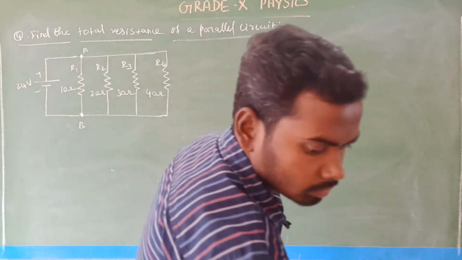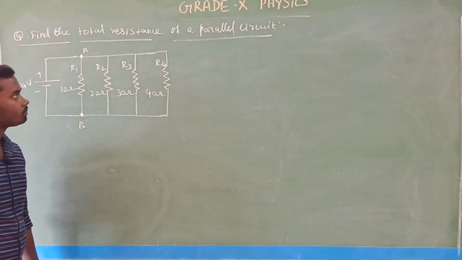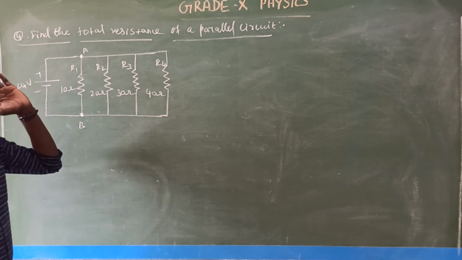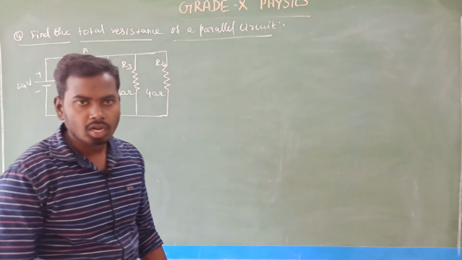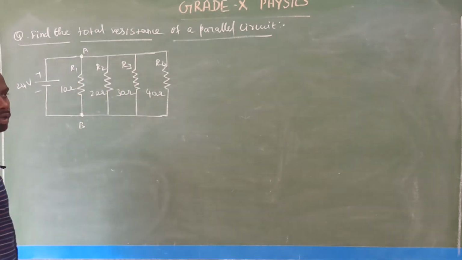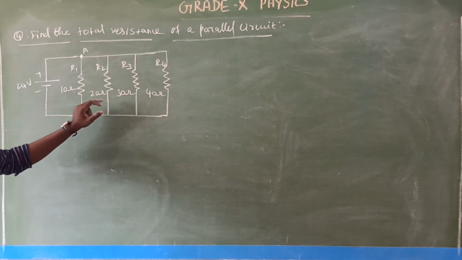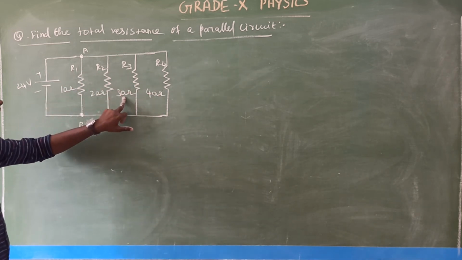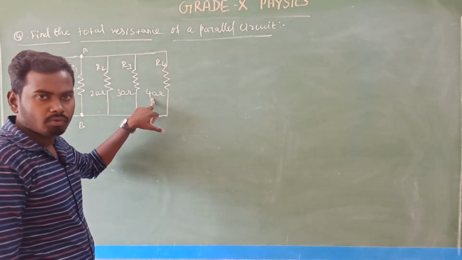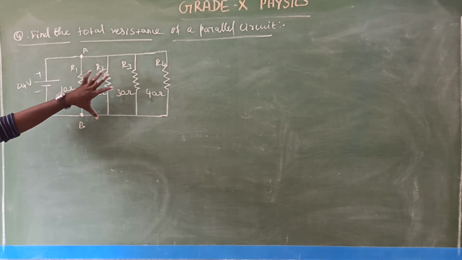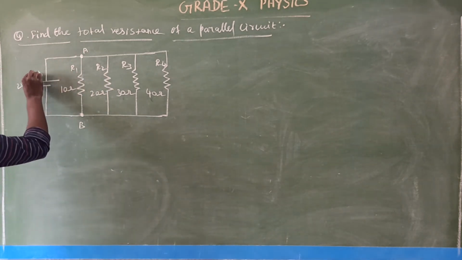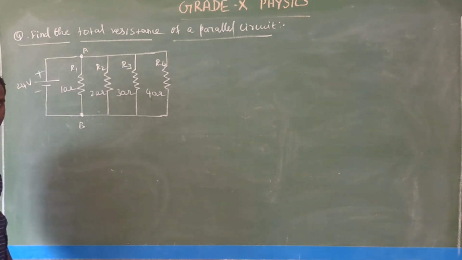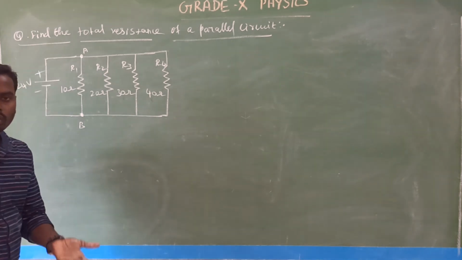Listen here. So this is a circuit diagram. From the circuit diagram, find the total resistance value. Here the 4 resistors are connected. The R1 resistor value is 10 ohm, R2 20 ohm, R3 30 ohm, and R4 40 ohm. These all resistors are connected across the 2 terminals of the battery, supplied by 24 volt. Is it clear? So now you find out the total resistance value.